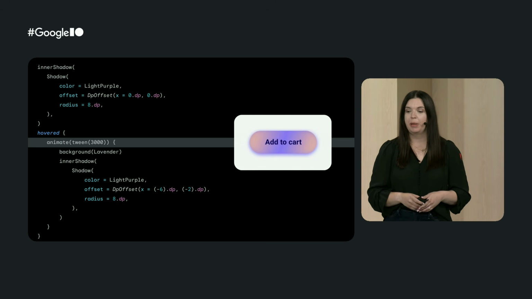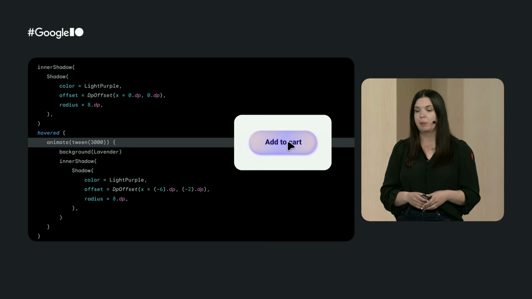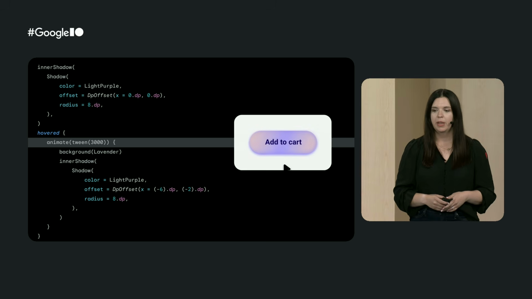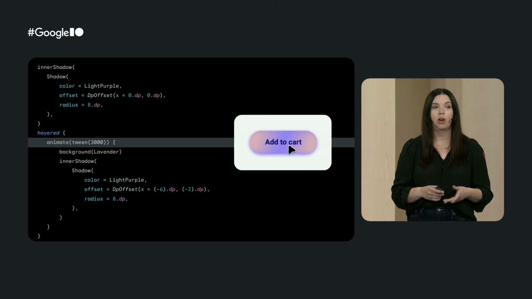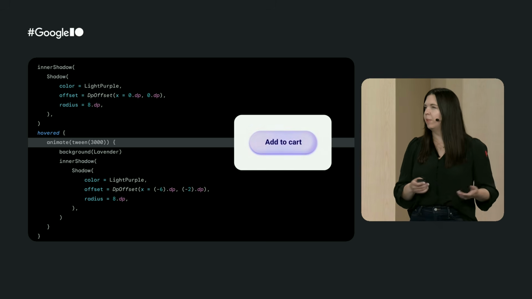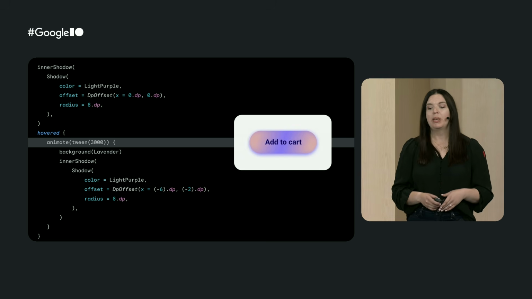To customize these animations, you can also pass in an animation spec into this animation block. Here we pass in a tween spec with a longer duration, just to see the animation slow down a little bit. But we can supply in any other animation spec that you'd like.